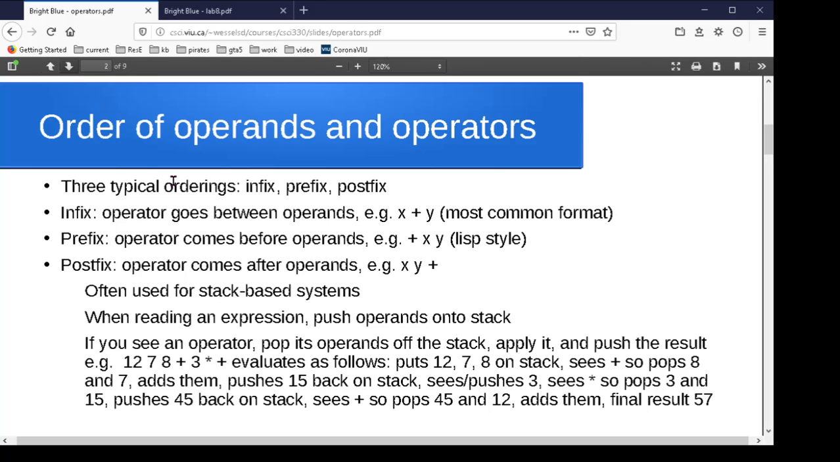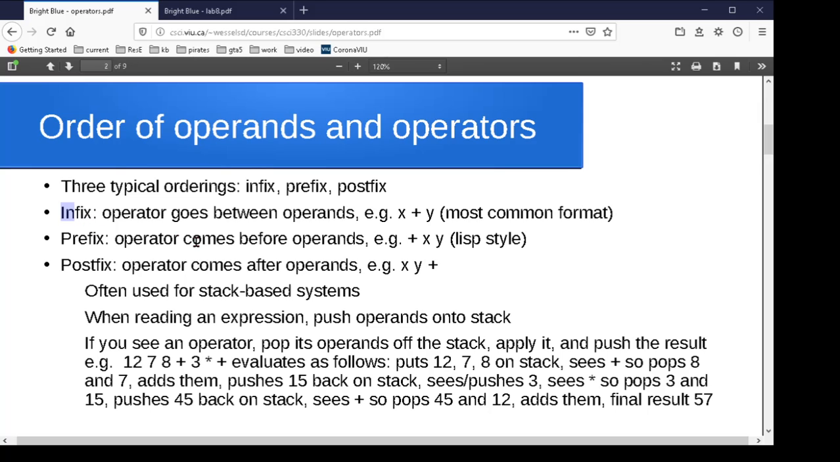So as far as the order of the operands go, this is something that will look pretty different depending on the nature of your language. The most common format we see is to put the operator between the two values, between the two operands. All right, so this is our usual C, Java, Python style, where if you want to add x and y, you say x plus y. Operator goes in the middle. So this is called infix. The idea is the operator's in the middle there.